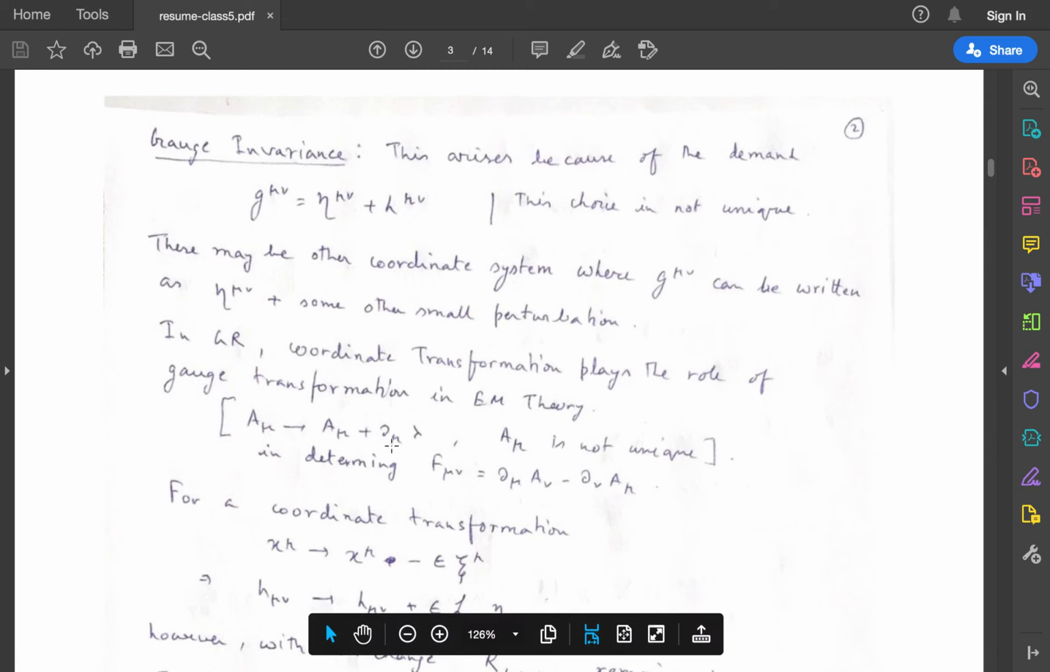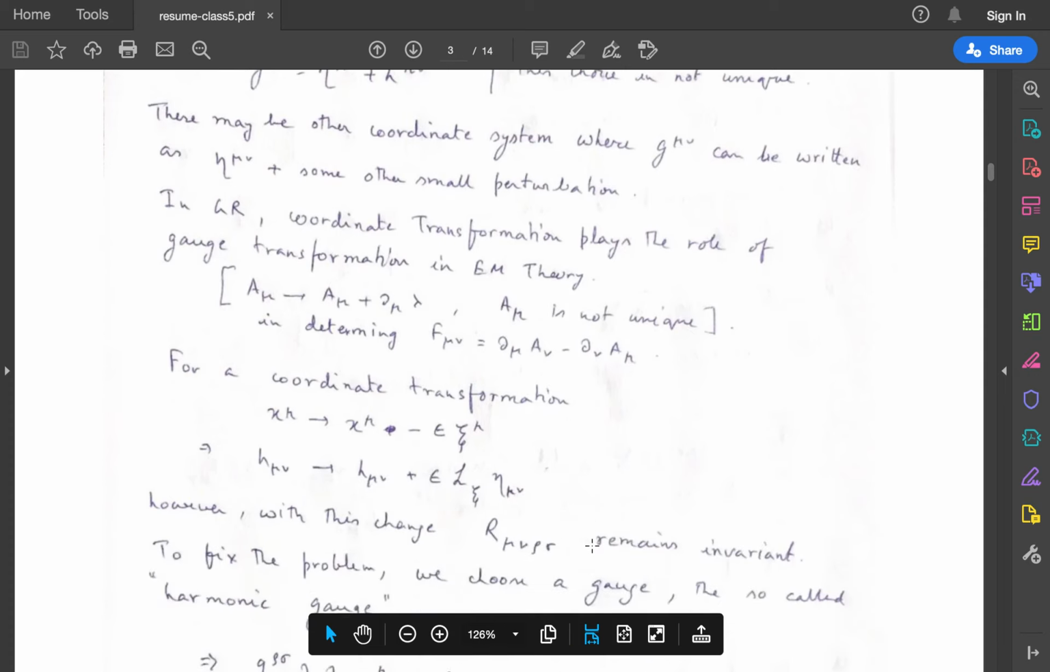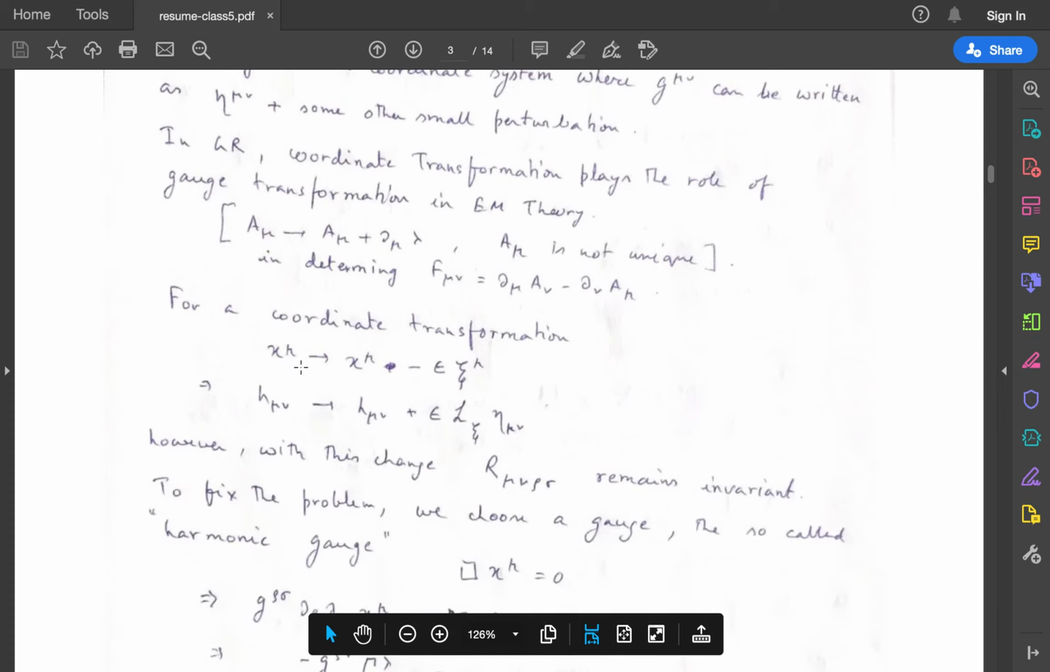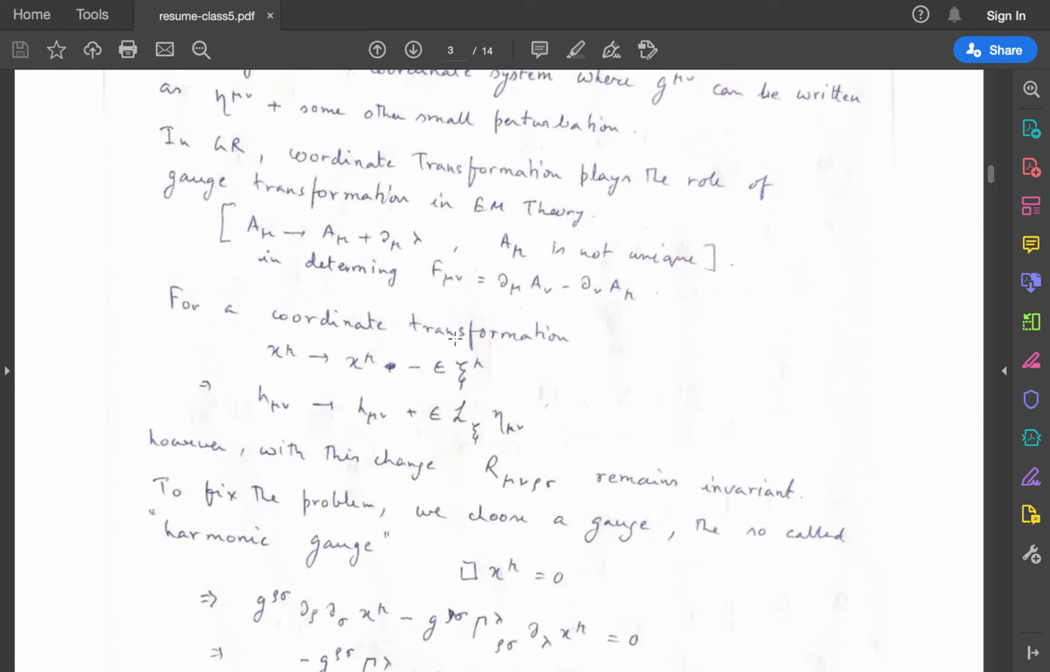Similarly, for general relativity, we have this gauge transformation, the coordinate transformation. We can easily understand that if I assume x^μ transforms as x^μ minus epsilon zeta^μ, where zeta^μ is very small, an infinitesimal transformation that we are making, then h_μν will look like h_μν plus epsilon times the Lie derivative of zeta acting on eta_μν.